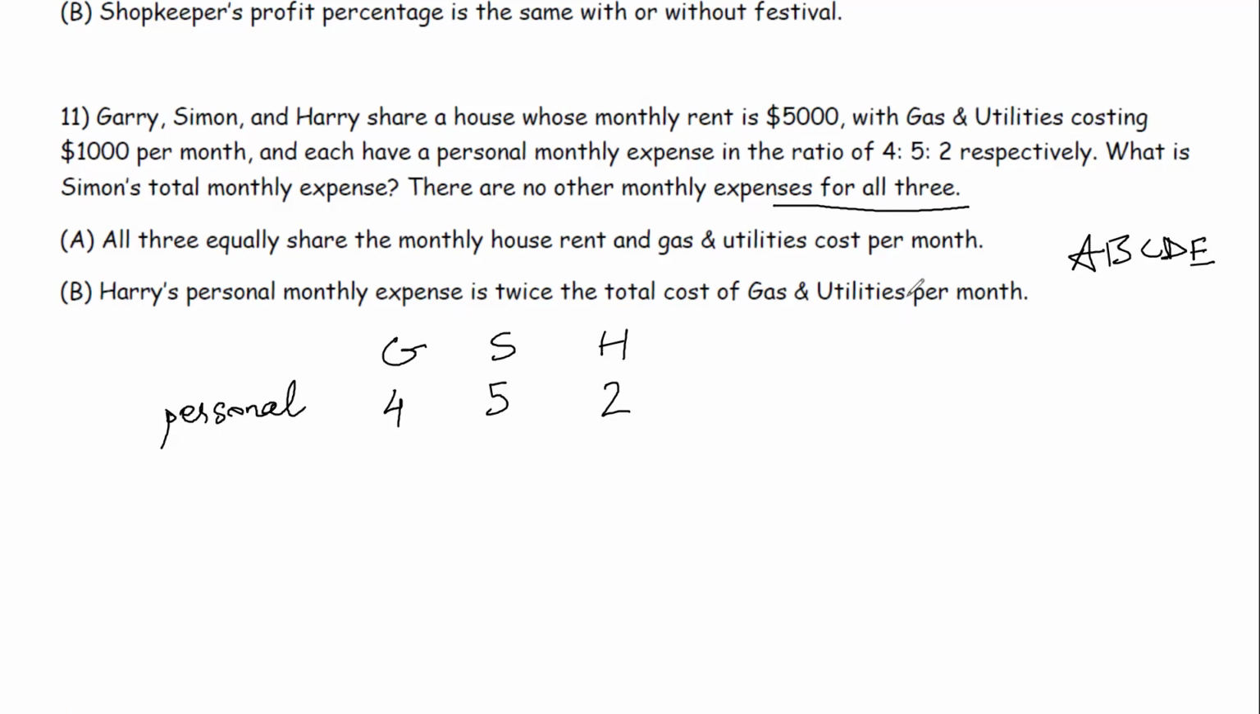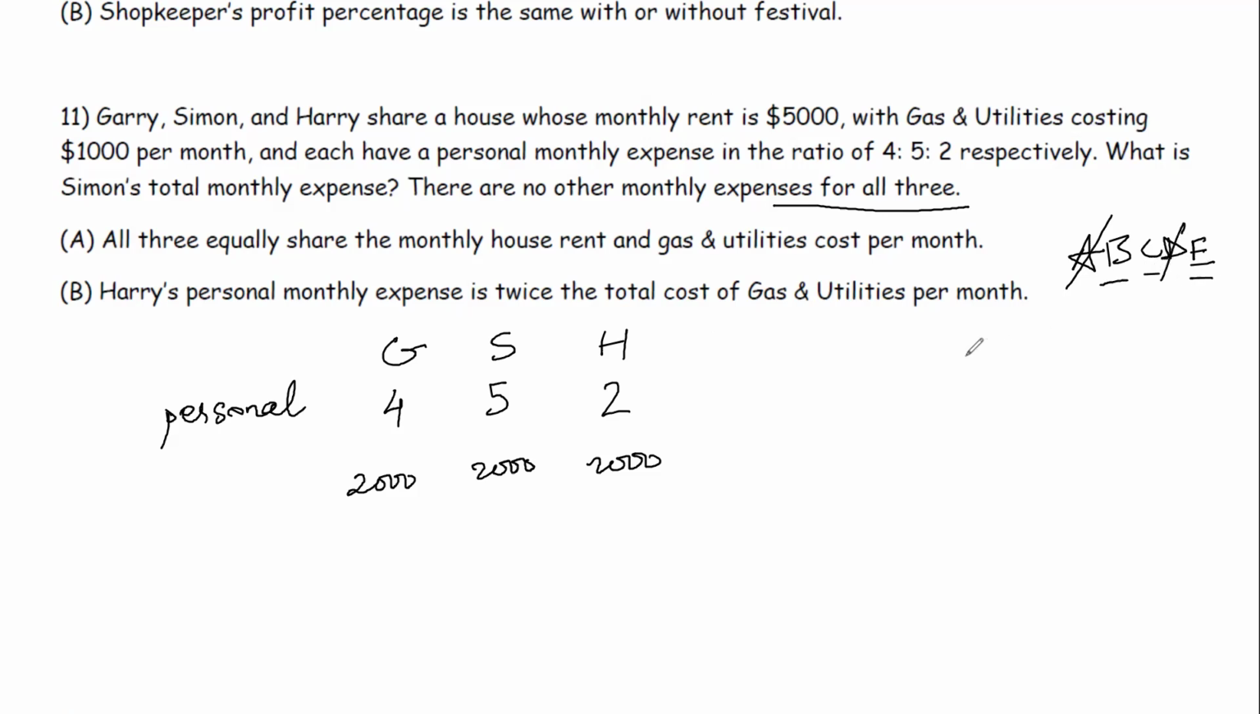All three equally share the monthly house rent and gas utilities cost per month. So the monthly rent is 5,000, gas and utilities is 1,000. So they equally share. So we know that all of them are paying 2,000 from their pocket. That's a total for house rent and utilities. Now, does it answer this 4:5:2 part? No, it doesn't. So A is out, D is out. It's either B, C, or E.